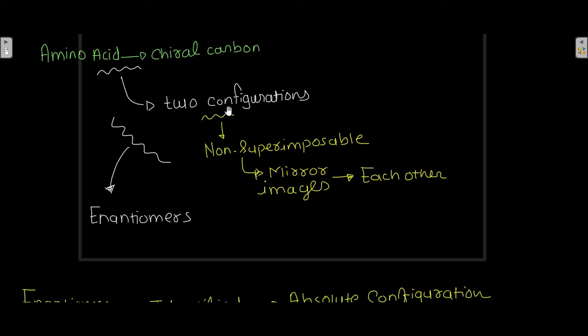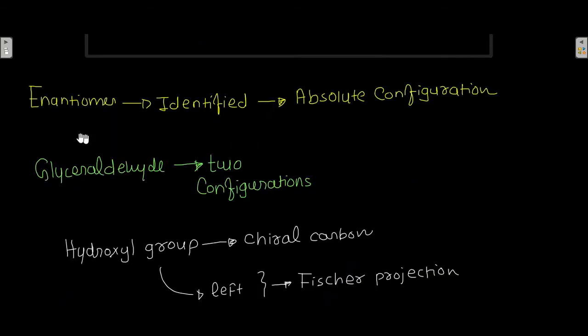These two configurations are known as enantiomers. These enantiomers are the two configurations of amino acids which are non-superimposable mirror images of each other. Now, an enantiomer can be identified by its absolute configuration. For example, glyceraldehyde has two configurations.